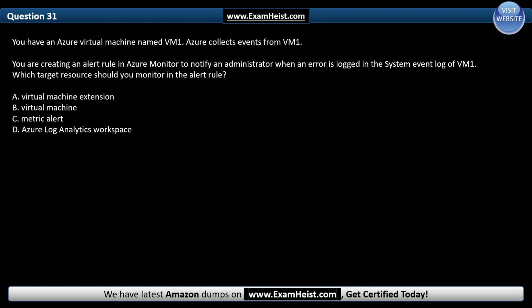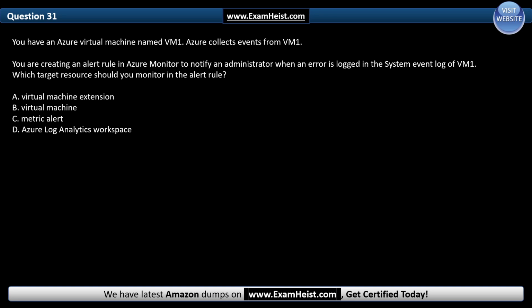Question 31. You have an Azure virtual machine named VM1. Azure collects events from VM1. You are creating an alert rule in Azure Monitor to notify an administrator when an error is logged in the system event log of VM1. Which target resource should you monitor in the alert rule?